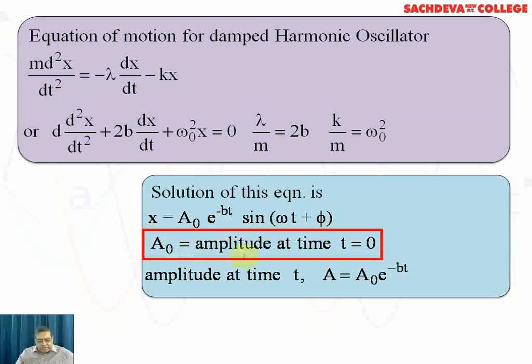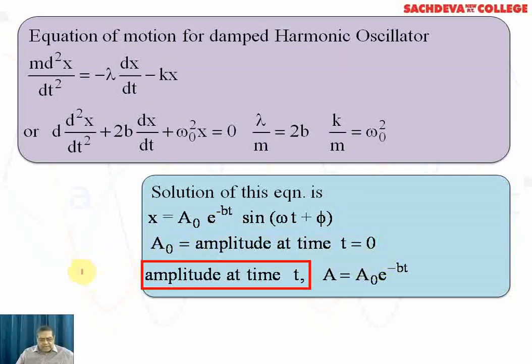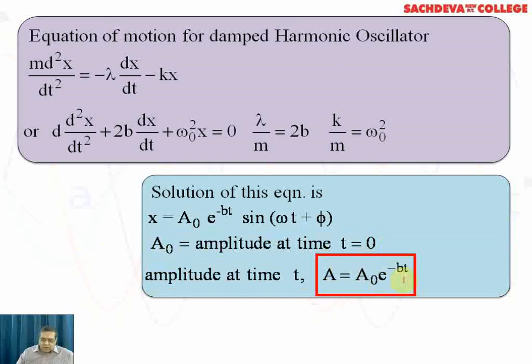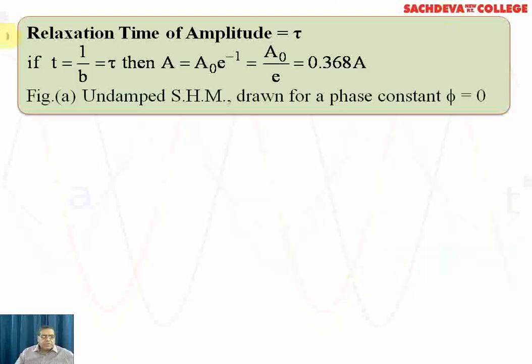A naught is the amplitude at time t equal to 0, and the amplitude at time t is given by the function A = A naught e to the power minus bt, or we can write this as A = A naught divided by e to the power bt, that is, the negative exponent is converted into a positive exponent.